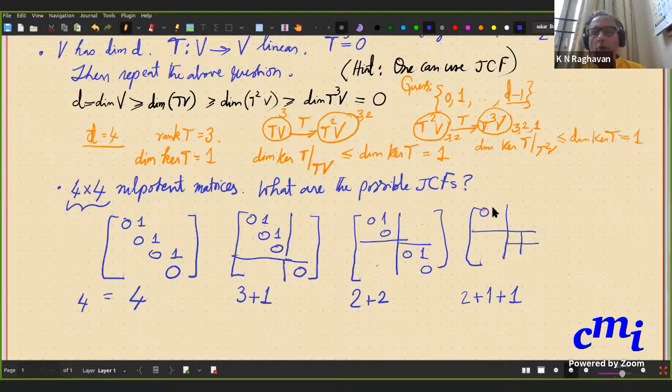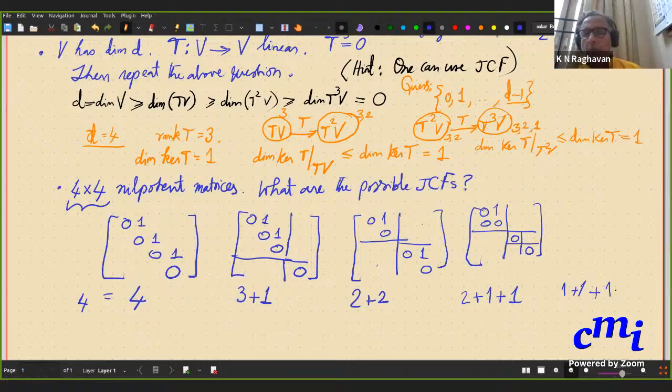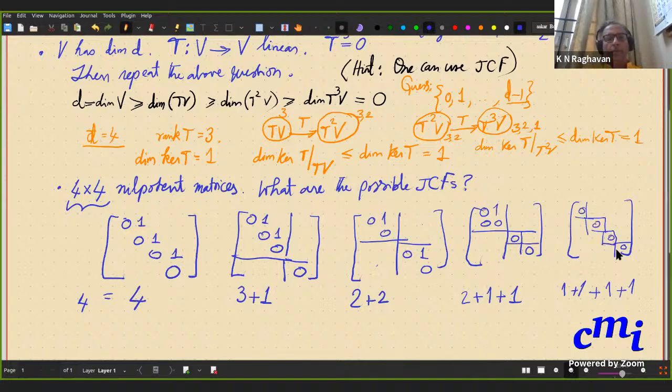So this is 0, 1, 0, 0, 0, 0. Of course, all the non-diagonal entries are 0. And finally, the 0 matrix, 1 plus 1 plus 1 plus 1. Indeed, yes, right, very good. That's the 0 matrix. So here all the blocks are 1 by 1, 4 blocks like that. Okay, these are the possibilities.